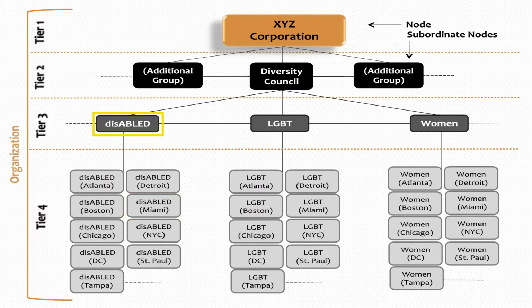If the same announcement were created on the Disabled page at Tier 3, then every disabled subordinate node would see the announcement and receive emails or texts. The effect is the same throughout the entire organization. The more broad-reaching the news, the higher up the structure the announcement should be made.